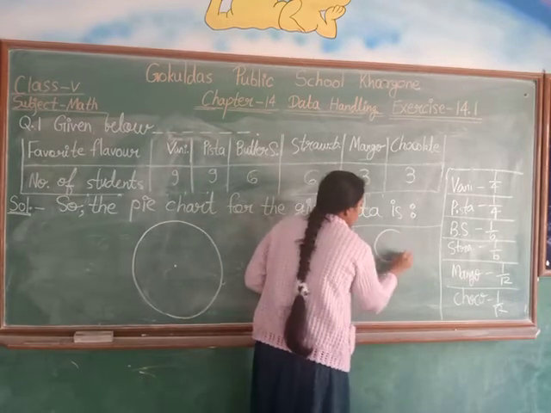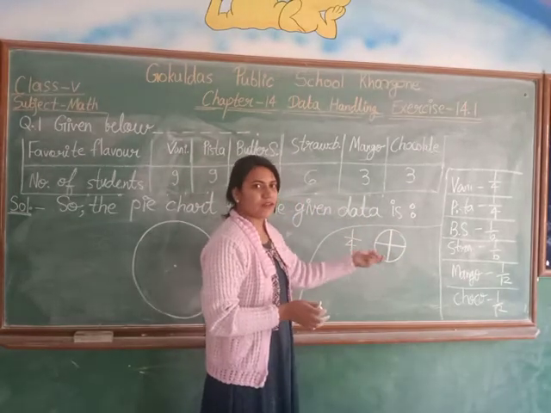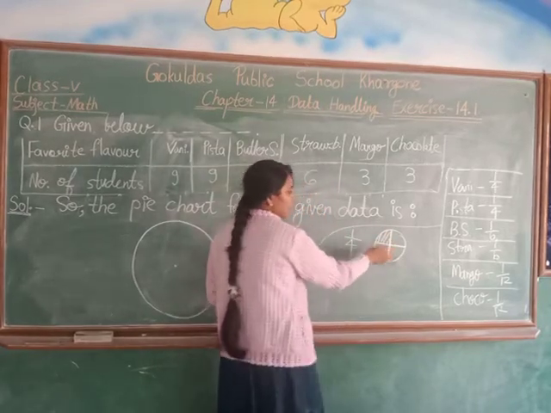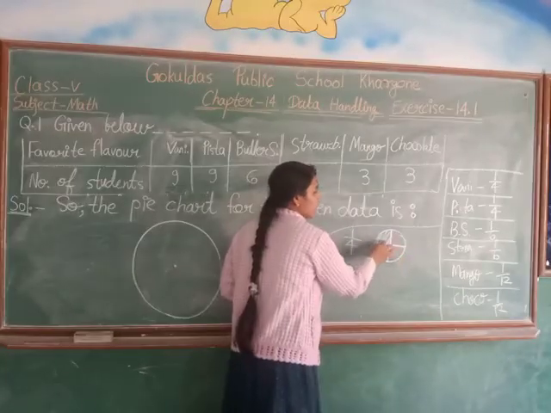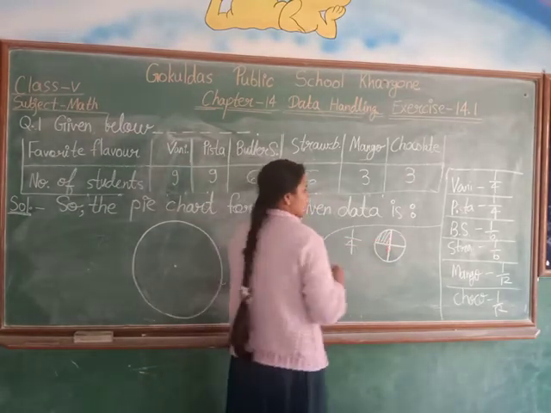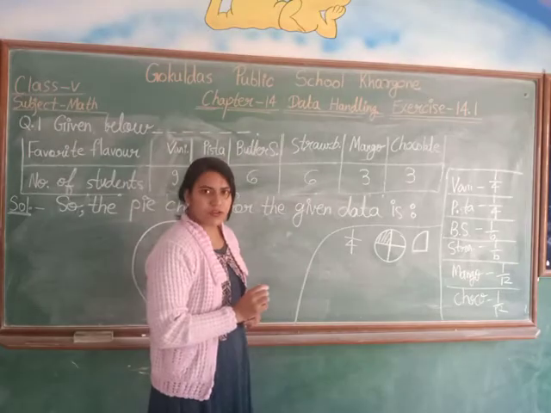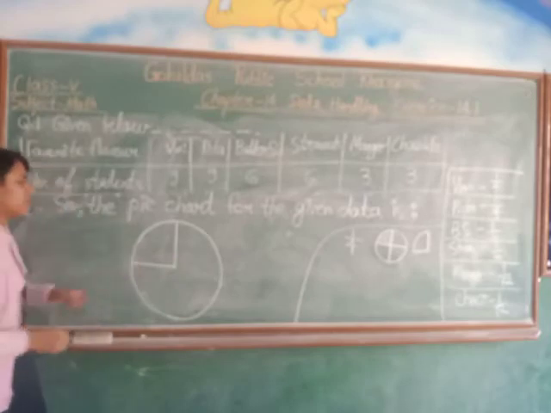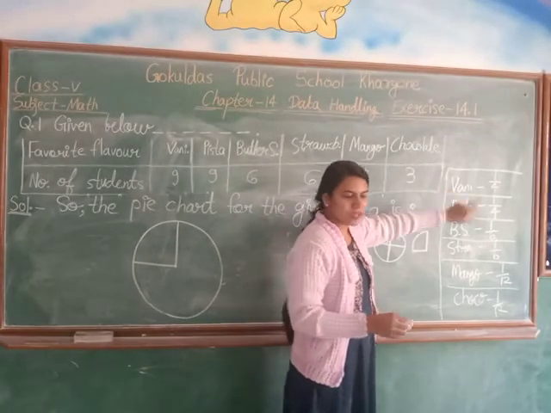How can we show it? Suppose I have a circle. I will make a total of 4 parts, and 1 part I will shade. So this circle is showing 1 upon 4. Total 4 parts are there: 1, 2, 3, 4. And out of these 4, 1 is shaded. So this much portion of the graph is showing 1 by 4. 1 by 4 is showing vanilla flavor.